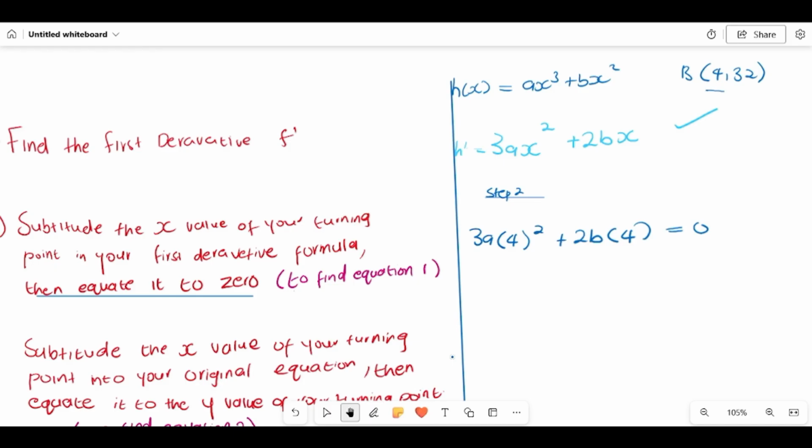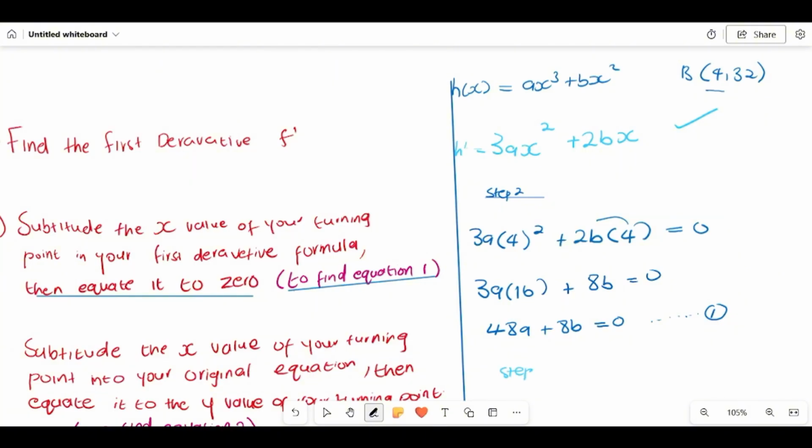All right. Now, let me simplify. 4 squared, this is the same as 16, right? So this will be 3a multiplied by 16 plus here 4 multiplied by 2 to be 8. And simplifying further, 16 multiplied by 3, this would be 48. So this is 48a plus 8b is equals to 0. And as mentioned, this is going to be equation 1.